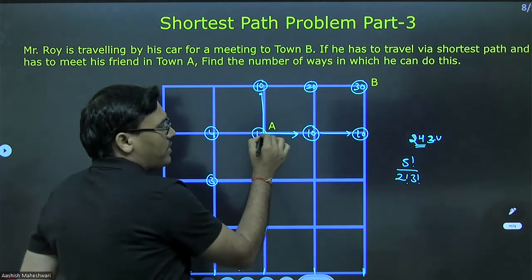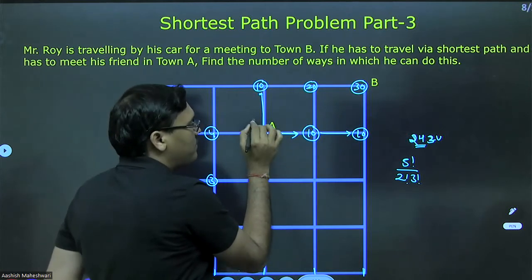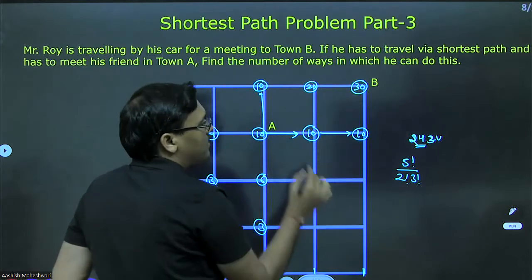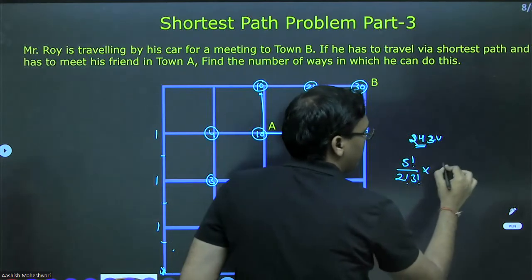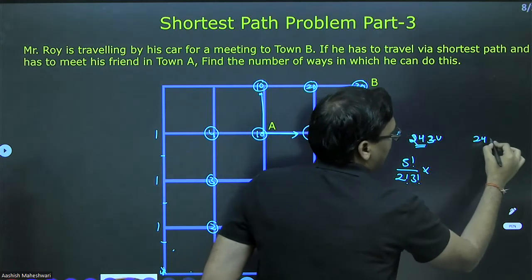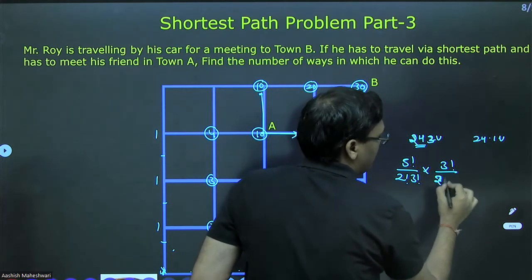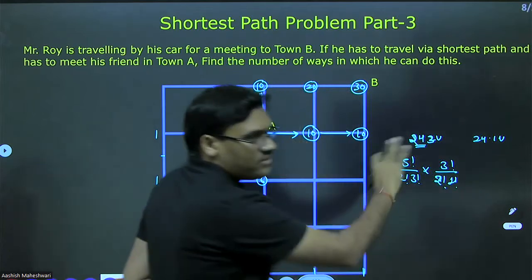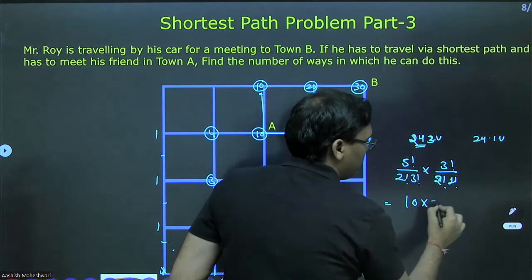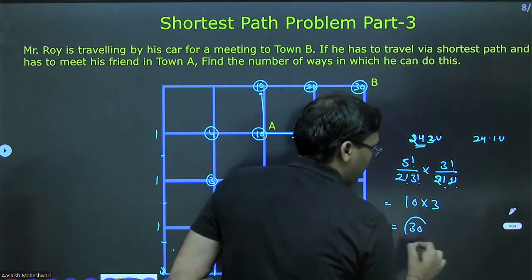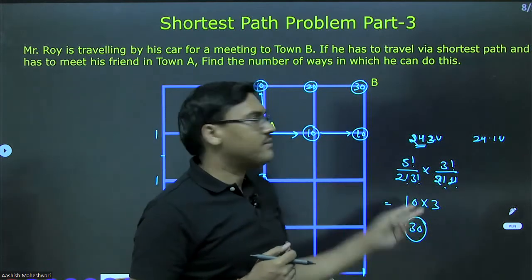Now, after reaching A, in how many ways can the person reach from A to B? He has to move 2 horizontal and only 1 vertical. So that is 3 factorial divided by 2 factorial times 1 factorial. This is PNC concept. I'm not going into details of this. So this is 10 into 3, which is equal to 30. You can see I have got the same answer by this and by this.